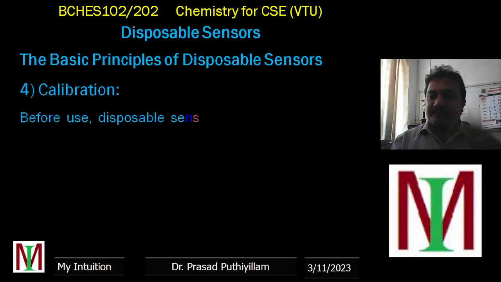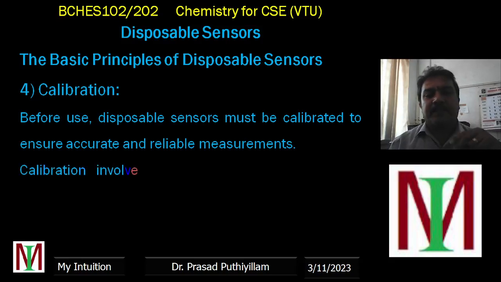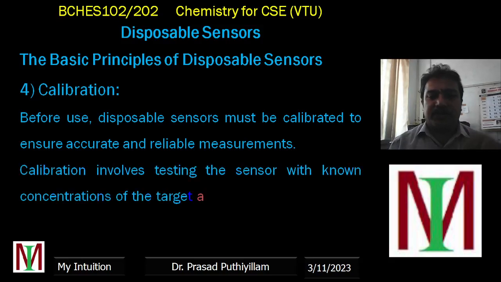Calibration. Before use, the disposable sensor must be calibrated. How to calibrate it? That will be given in the package. As I mentioned, the package is one of the criteria. Based on that, we have to calibrate it before use. Otherwise, it may not give the proper result. So we have to follow the instructions given there. We have to make it ready. That we call calibration. After calibration only, we have to use it.